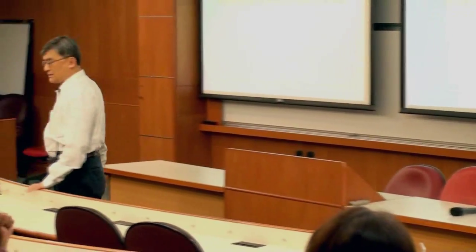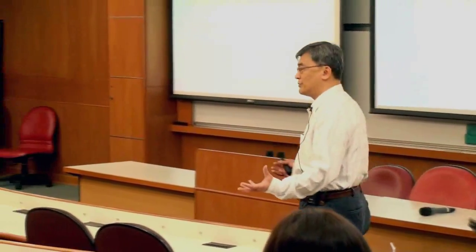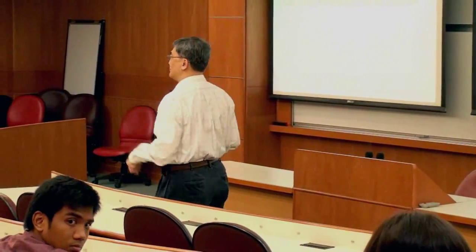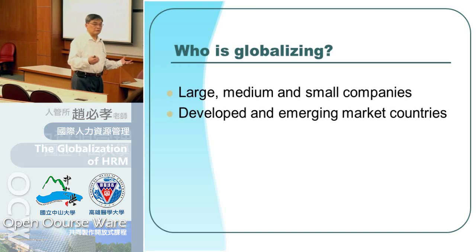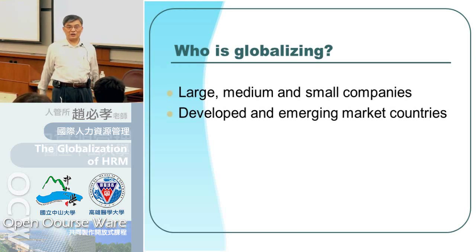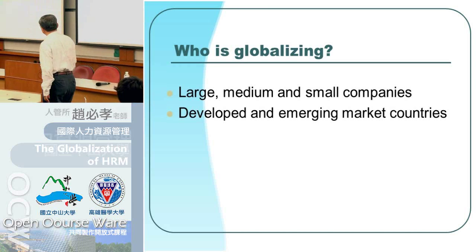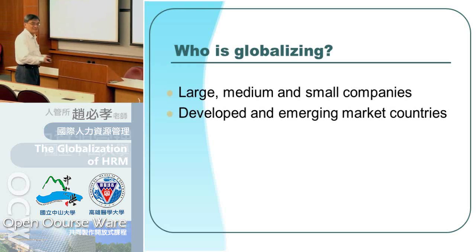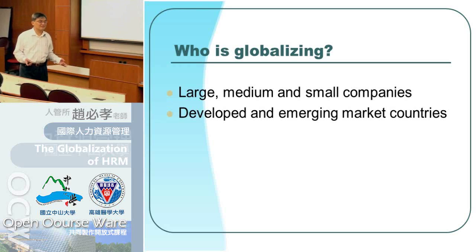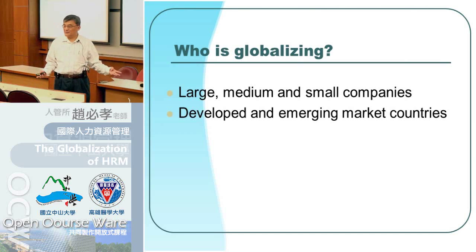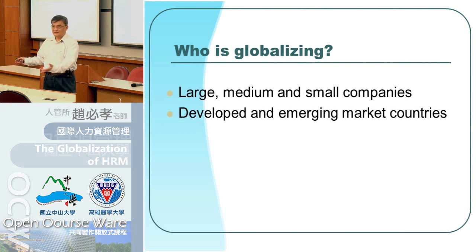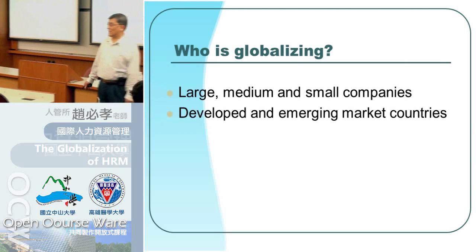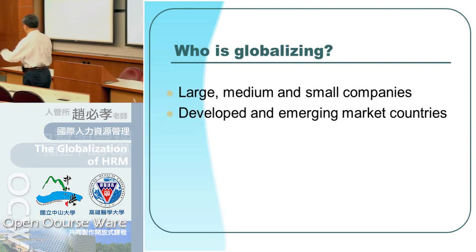So when these Chinese multinational companies go global, okay, they should learn how to manage the international managers, right? Most of these international managers are Caucasian, right? Foreigners, right? Not Chinese people, okay? So, you can find that. Who is globalizing? Right? Who is globalizing? Large companies, medium and small size companies, right? And not only from developed countries, but also from emerging market countries. Okay. So we can say this is the era of globalization.